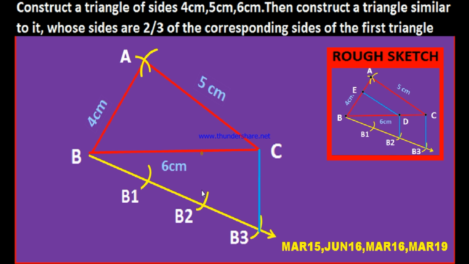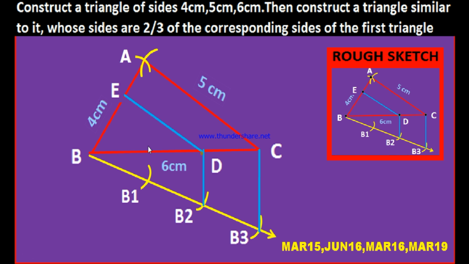Therefore, draw a line passing through B2 and parallel to this line B3C. This is the constructed line. This line meets BC at point D. Now from point D, draw a line parallel to AC. Here this is the side CA. Now we have to draw a line passing through D and parallel to CA like this. This parallel line meets AB at point E.